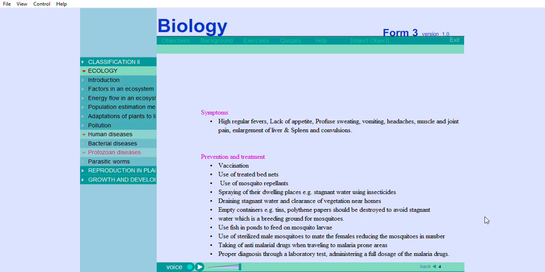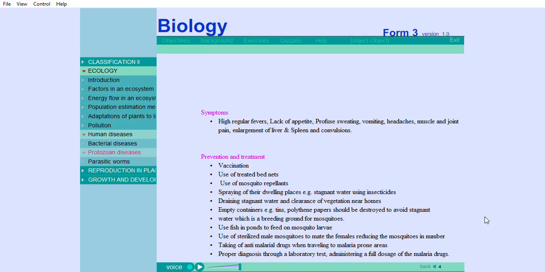Symptoms: high regular fevers, lack of appetite, profuse sweating, vomiting, headaches, muscle and joint pain, enlargement of liver and spleen, and convulsions. Prevention and treatment: vaccination, use of treated bed nets, use of mosquito repellents, spraying of their dwelling places, for example, stagnant water using insecticides, draining stagnant water and clearance of vegetation near homes.